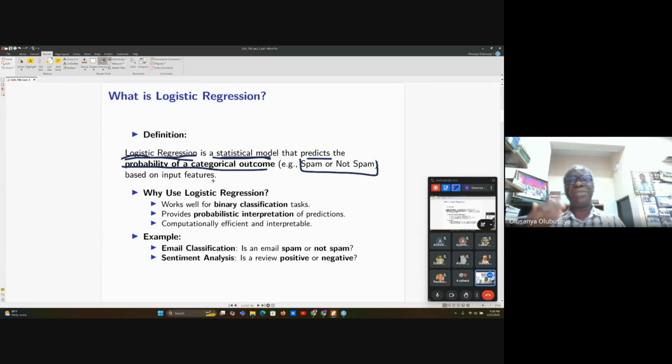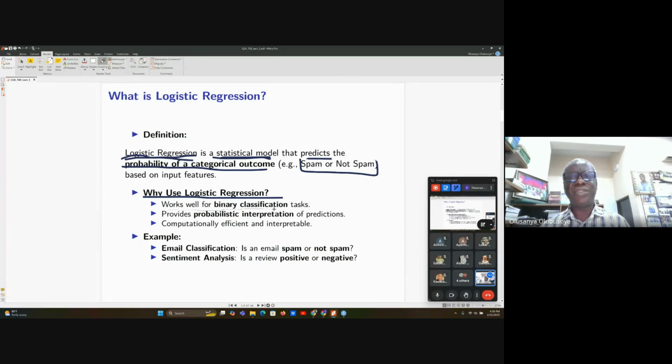categorize incoming email, for instance, or categorize an individual who watched the film, you can now predict the probability that he or she will make a positive or negative comment. So why do we use logistic regression?